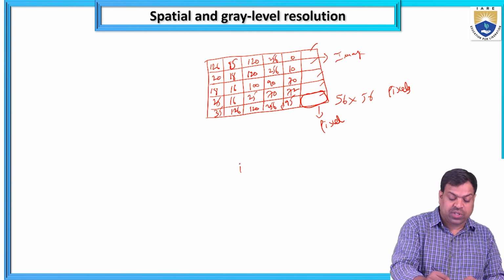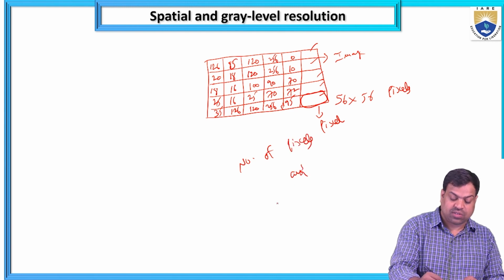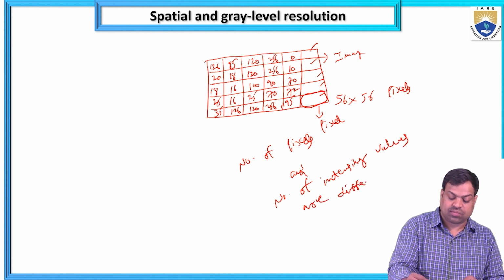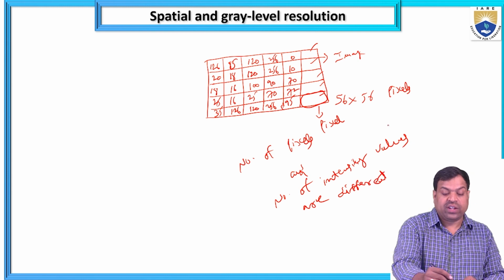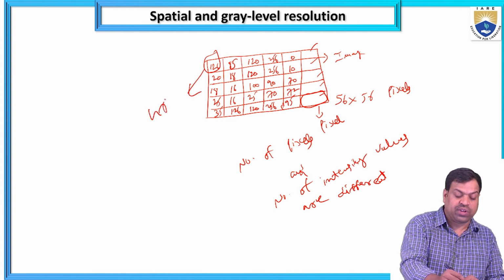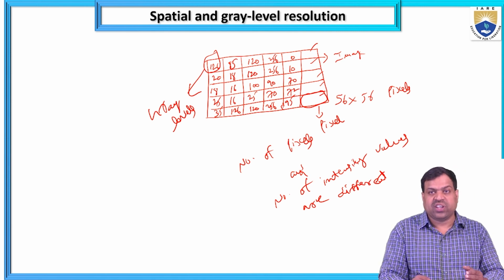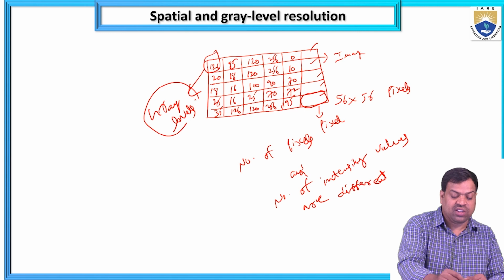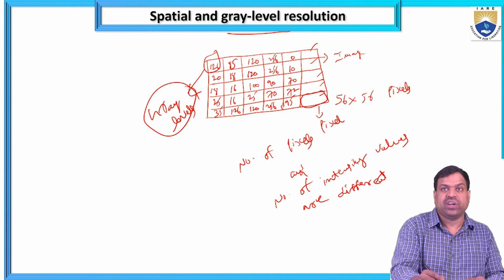So the total number of pixels and the number of intensity values are different. When I give some intensity value to this image, I take these intensity values as gray level values. These are called gray levels. So the image with pixels that have intensity values, I am calling these the gray levels.